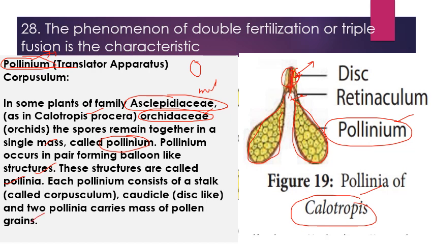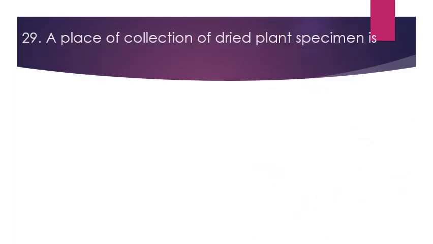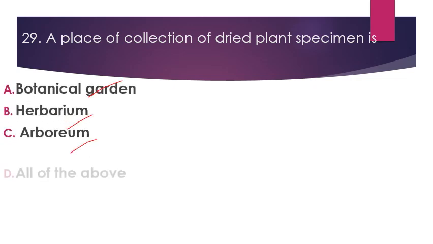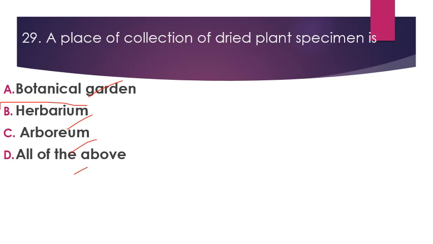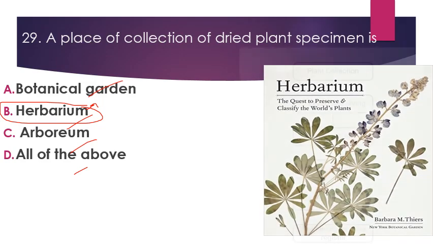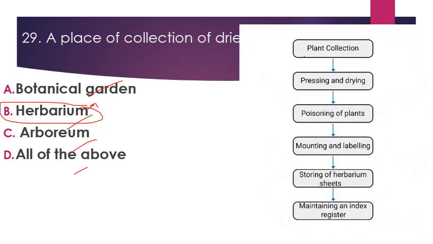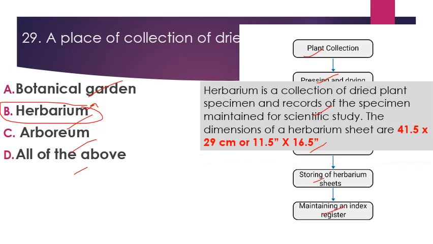a stalk that is called corpusculum. Next question: a place of collection of dried plant specimens is, options are botanical garden, herbarium, arboretum, all of them. The right answer is herbarium. Herbarium is a collection of dried, well preserved plant specimens, used for classification or taxonomical purposes. There are various steps involved in herbarium preparation, like plant collection, pressing and drying, poisoning of parts, mounting and labeling, storing of herbarium sheets, maintaining an index register. So herbarium is a collection of dried plant specimens and record of specimens maintained in scientific study.